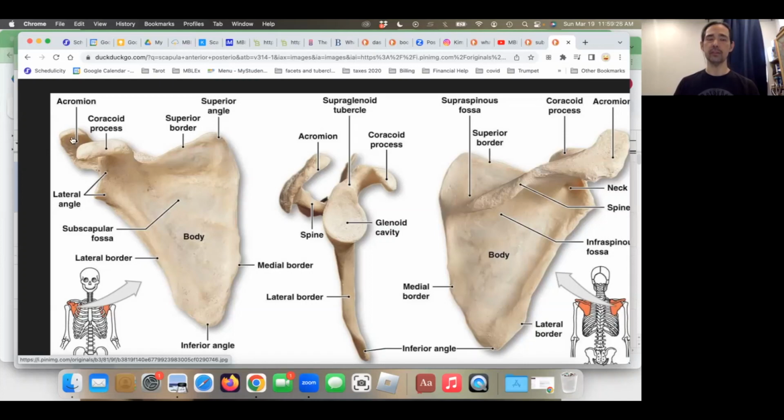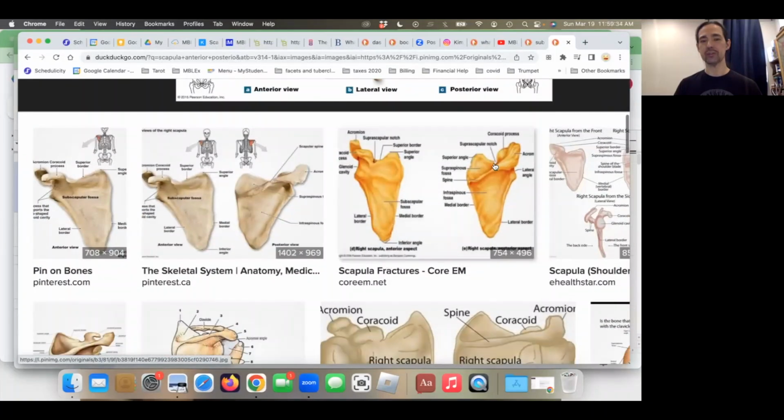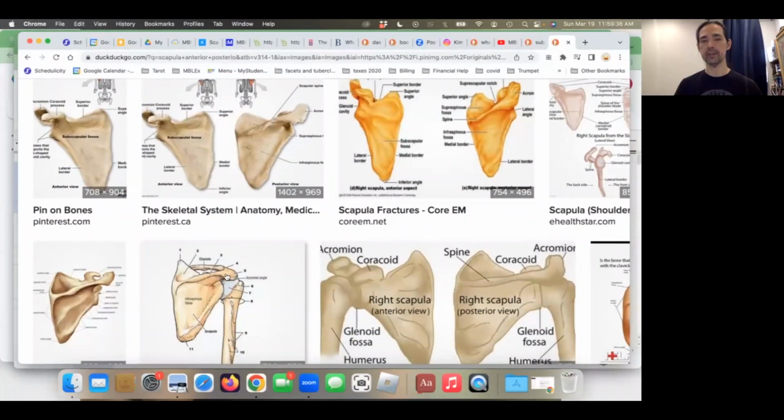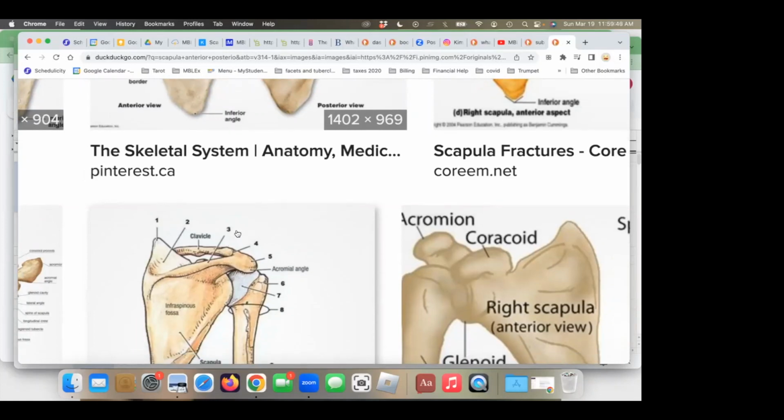The acromion, you can remember because of the acromioclavicular joint. So the acromion attaches to the clavicle, and here it is. Here's the acromion, and here's the clavicle. What feature is this right here? The spine. Yes, very good.